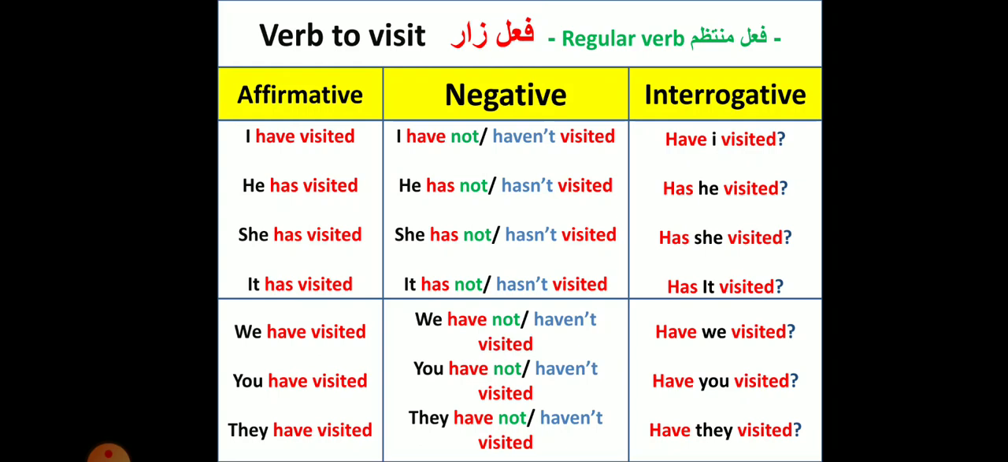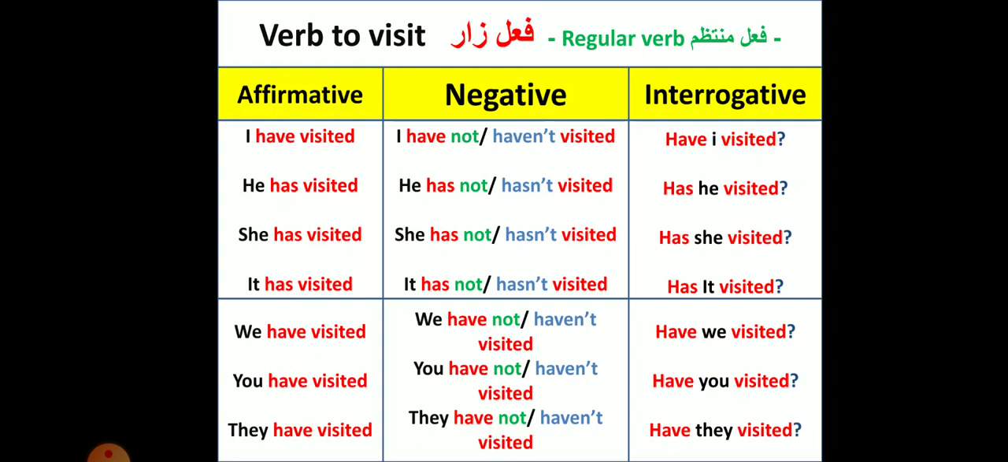He has not visited, or he hasn't visited. She has not visited, or she hasn't visited. It has not visited, or it hasn't visited. We have not or haven't visited. You have not or haven't visited. They have not or haven't visited.